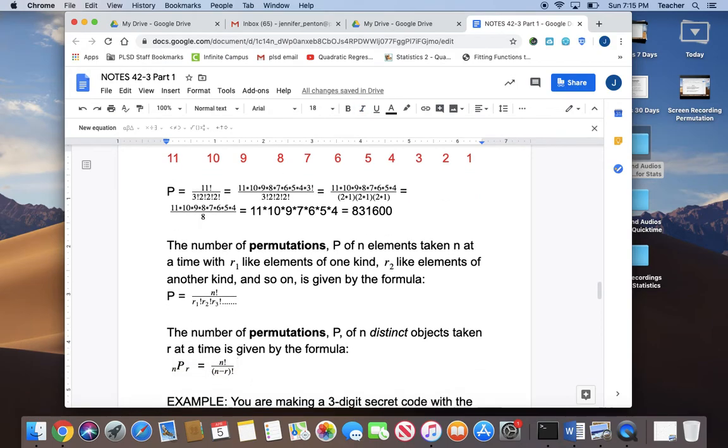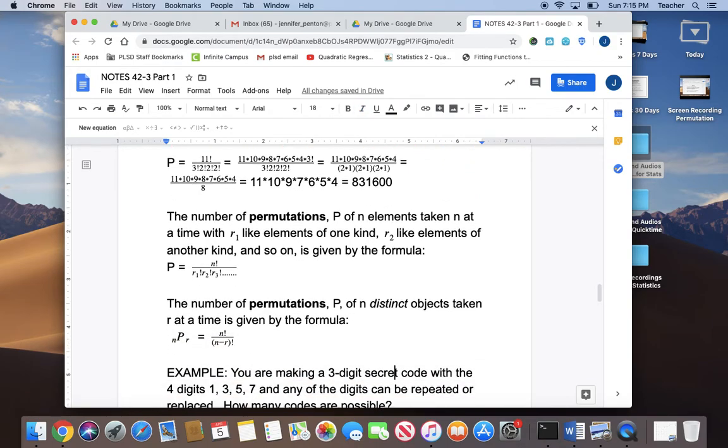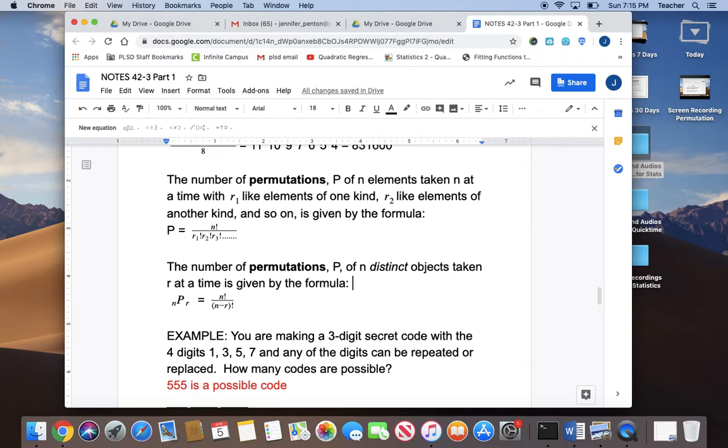So we've already looked at this formula. Again, if you have n distinct objects, taken r at a time, the formula is nPr equals n factorial over n minus r factorial. So we have one more example that's different, and then we're going to use this formula quite a bit for a couple more examples. This example says you're making a 3-digit secret code with the 4 digits 1, 3, 5, and 7, and any of these digits can be repeated or replaced. How many codes are possible?